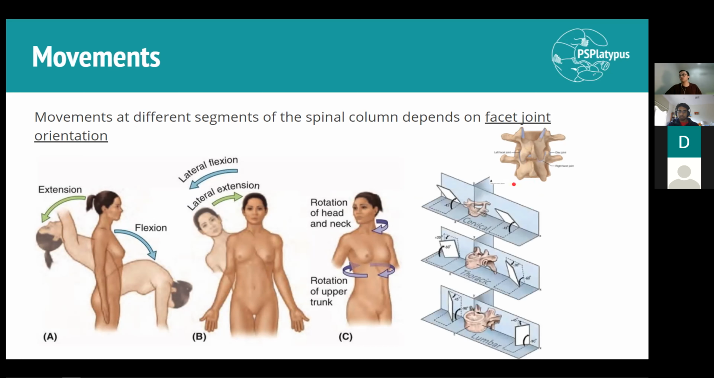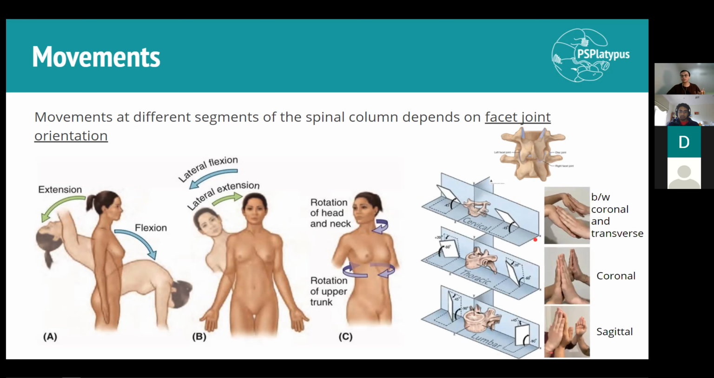Now, you'll see diagrams like this online, which are showing the orientation of those facet joints. So you've got the cervical, thoracic, and lumbar orientations, and they're kind of confusing to understand. So I think that if you just grab a friend and put your hands into those orientations, it actually makes a lot more sense. So here's me doing the same thing.